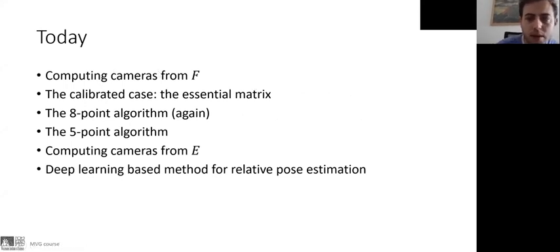Today we will talk about how to compute cameras from a given fundamental matrix. And we will discuss the calibrated case where the fundamental matrix can have the form of the essential matrix. And then we will talk again about the 8-point algorithm with respect to the essential matrix, the 5-point algorithm, which is a minimal case to solve for the essential matrix, and how to compute cameras from the essential matrix. And in the end, we will talk about a deep learning-based method for relative camera pose estimation.